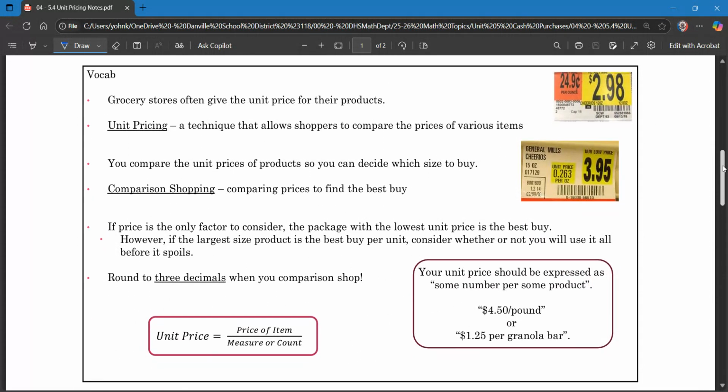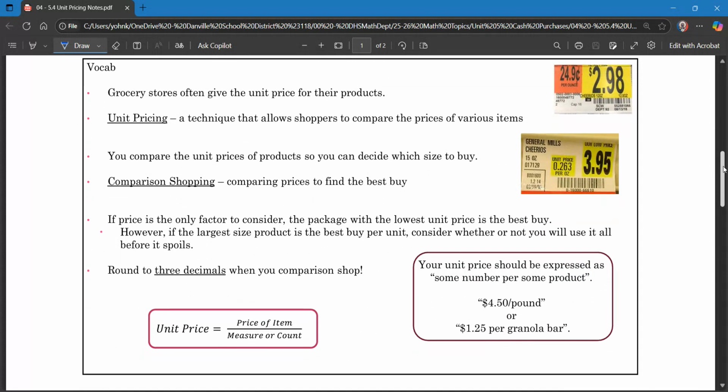So grocery stores often give the unit price for their products. And a unit price is a technique that allows shoppers to compare the prices of various items. So take a look. Here are the little stickers. You might recognize these. They're on the shelves of grocery stores. I think the one on the top is maybe Walmart. The one on the bottom is maybe Meijer, or I might have those completely mixed up. But anyways, the top is for a 12-ounce box of cereal, and the bottom is for a 15-ounce box of cereal. So how do you know which one to buy?